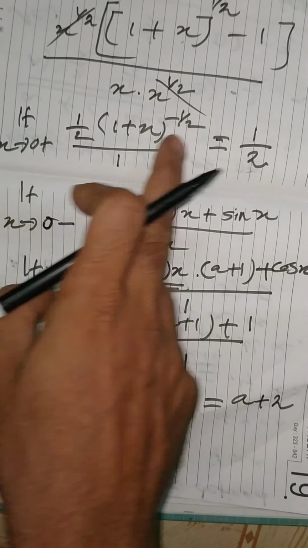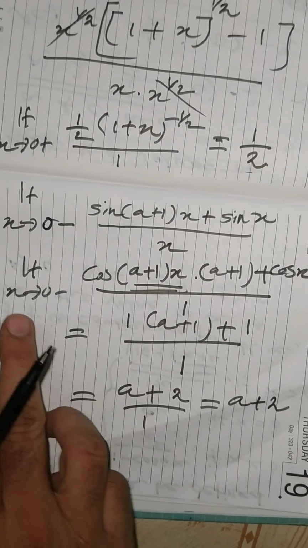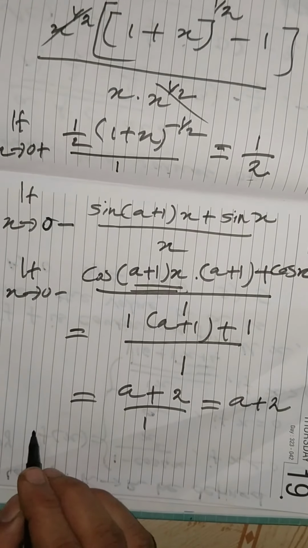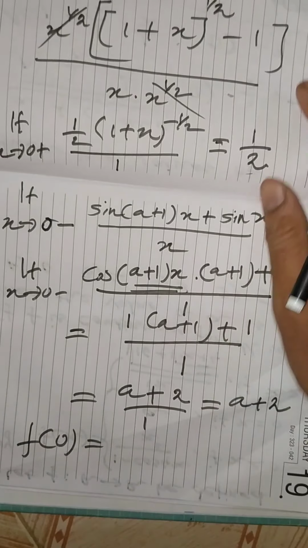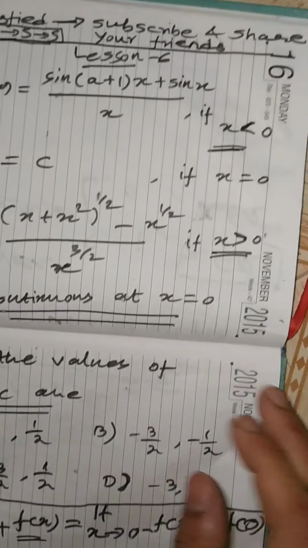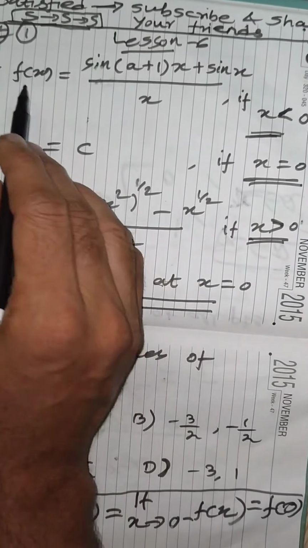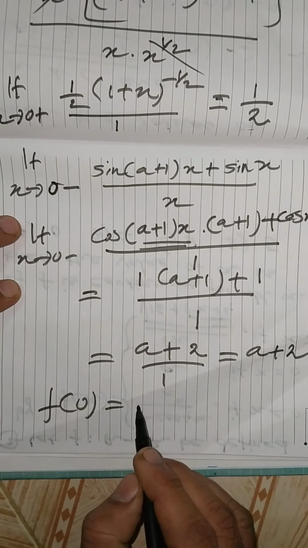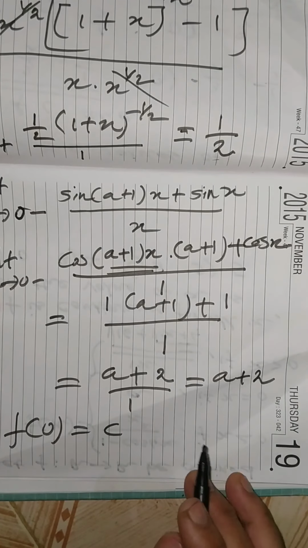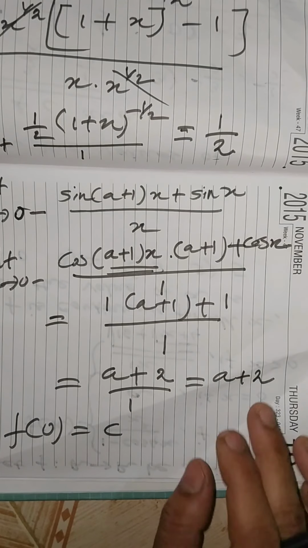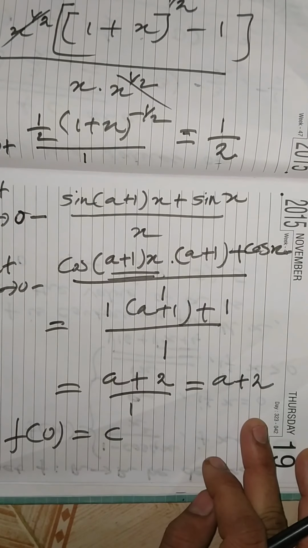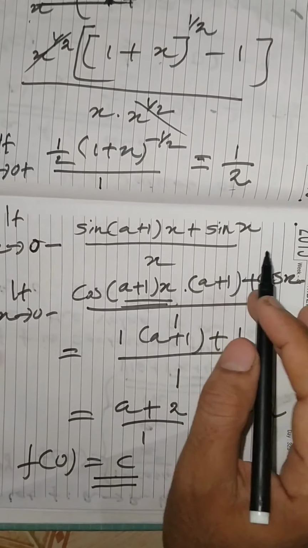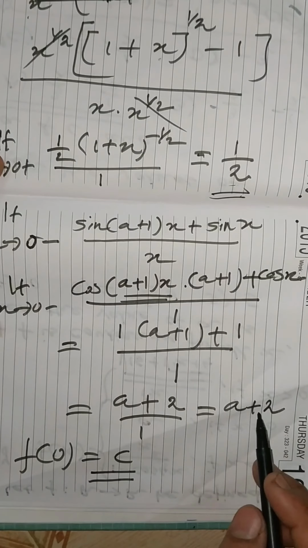That is, when we apply the right approach limit, the value we get is 1 by 2, and when we apply the left approach limit, a plus 2. What about the function value? Now finally let us check. f of 0, that is exactly x equal to 0, where it comes, they have given it: the f of 0 value is c. According to the definition of continuous at x equal to 0, function value equal to right approach equal to left approach.